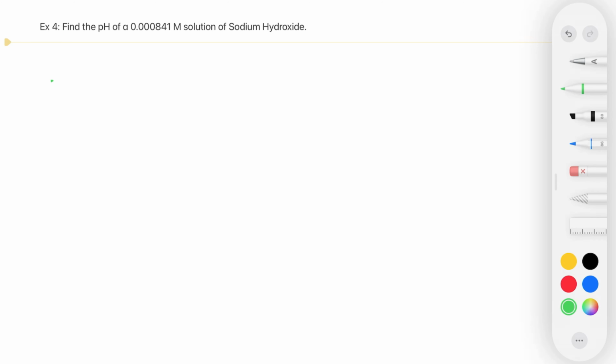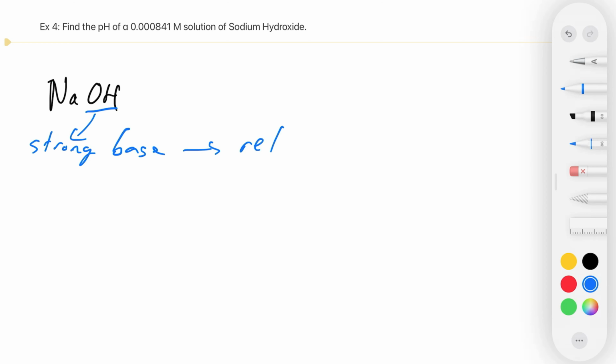So it says find the pH of a 0.000841 moles per liter solution of sodium hydroxide. Okay, the thing is, remember that sodium hydroxide, because of the OH, that's a strong base, right? Anything with an OH is a strong base. And so this releases OH minus ions. It does not release H plus.